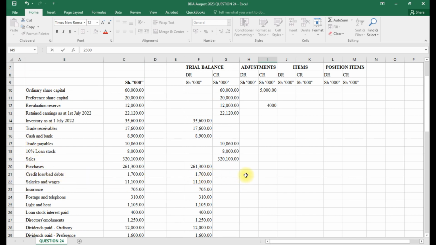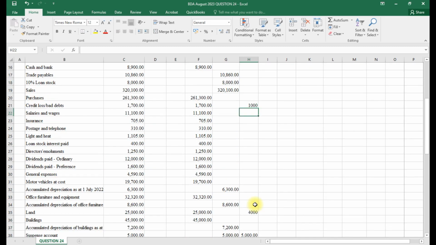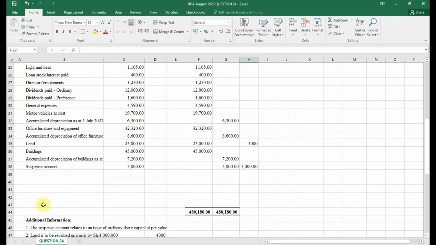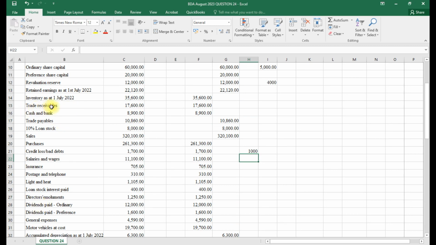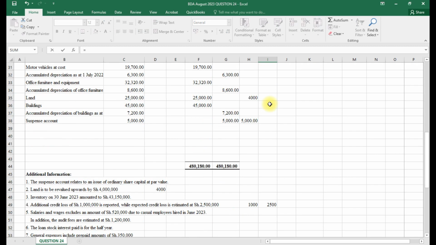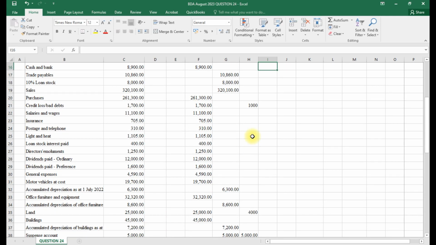credit loss. Here we shall debit credit loss because it will be an expense of 1,000, and it will affect what? The receivable. Our accounts receivable, trade receivable is here. The receivable will be affected. We shall credit that value on the receivable of 1,000, because we have written off its bad debts, the credit loss.